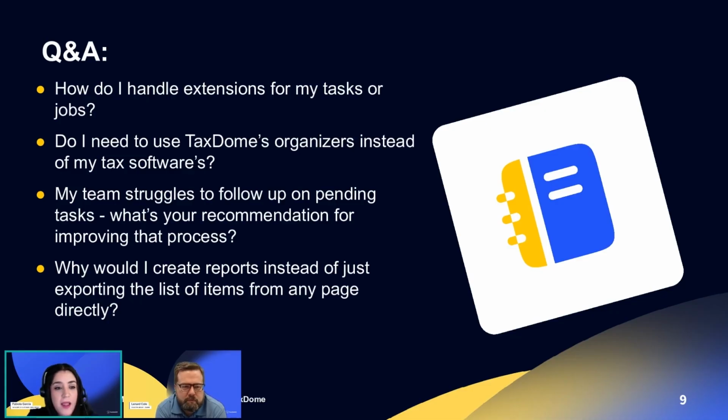All right. Let's look at the last question. Why would I create reports instead of just exporting the list of items from any page directly? So that question is saying something like, let's stick to tasks, for example. Right now, that's what we're talking about. You go to workflow, you click on tasks, and you can export that whole list. And then you can just use Excel to kind of generate a report maybe. But that's a lot of work. I wouldn't want you to do that when Taxdome can generate the reports for you.